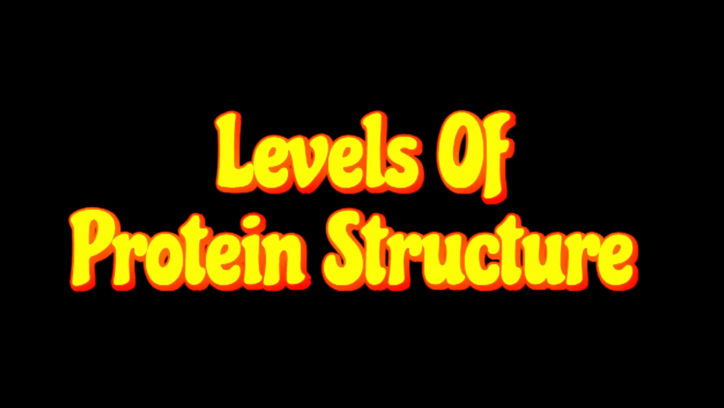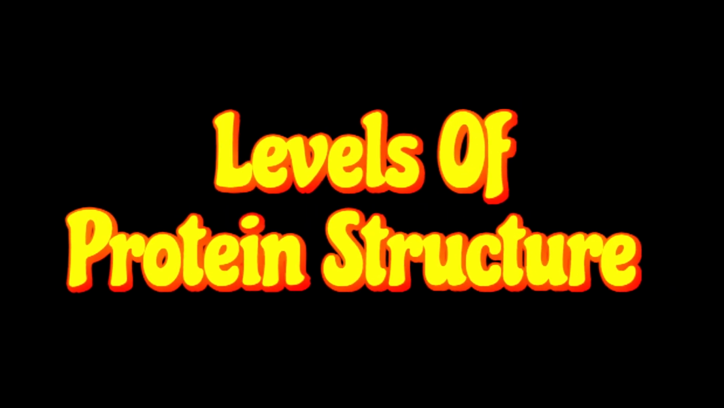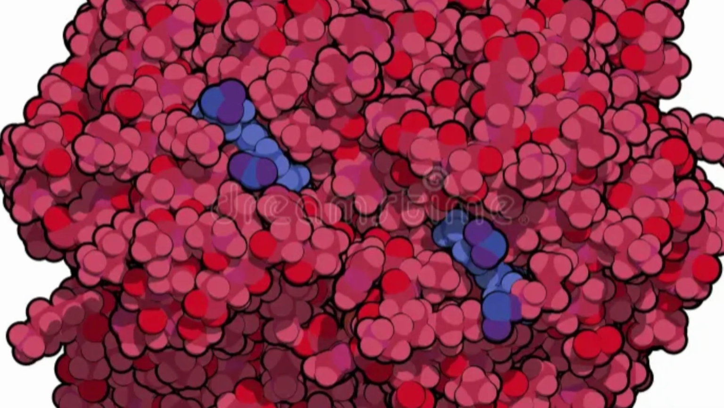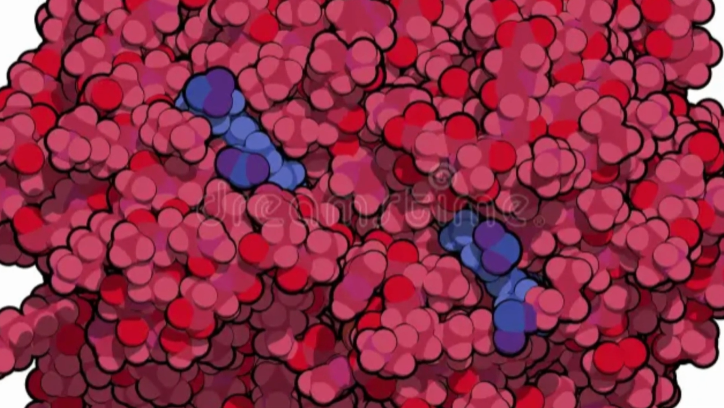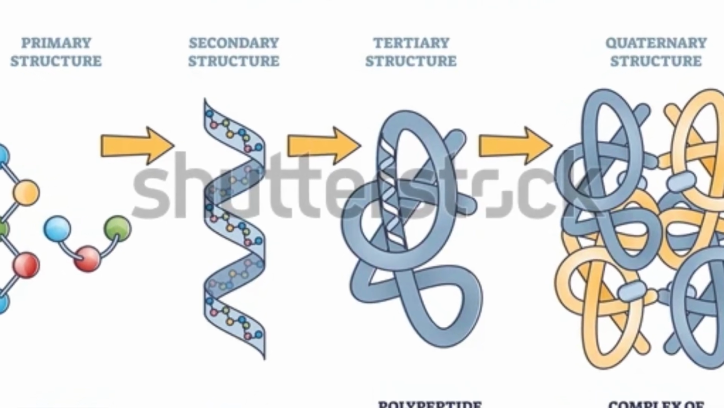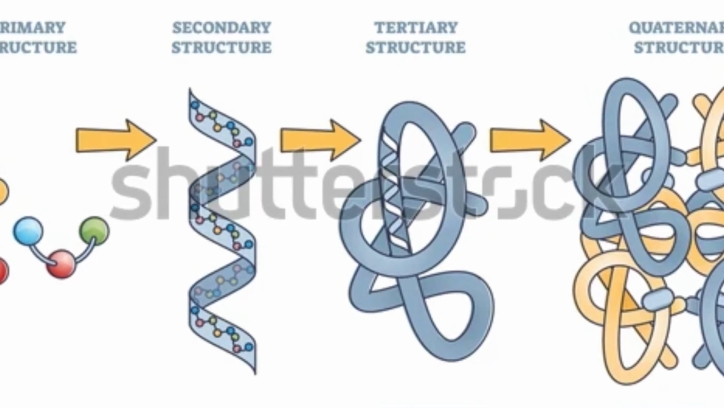The levels of protein structure. A protein isn't just one static shape. It's a masterpiece built in 4 incredibly precise stages. Get this wrong, and the protein doesn't work. 1. Primary structure, the sequence.